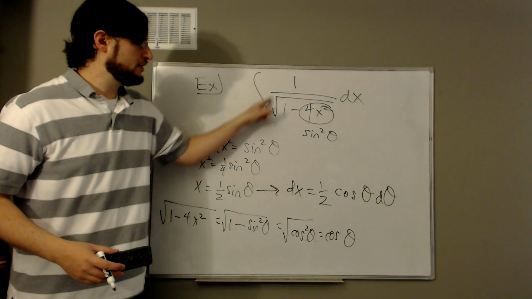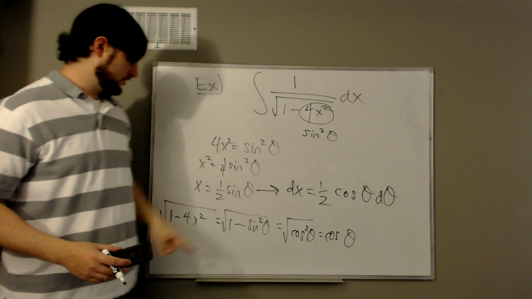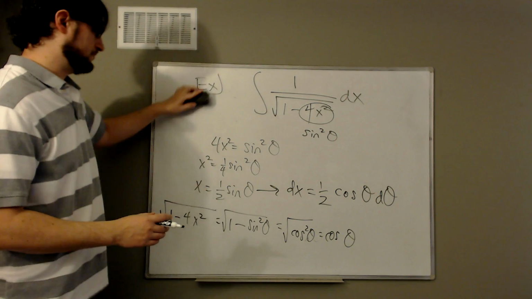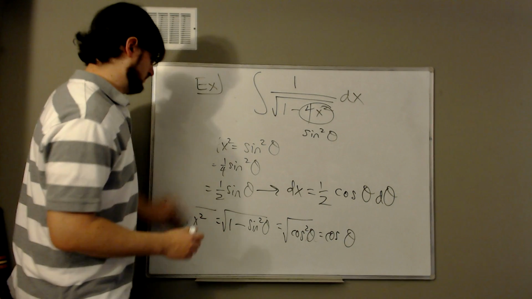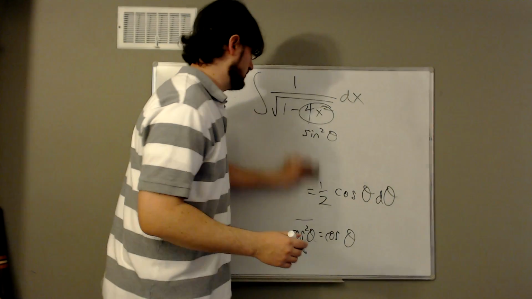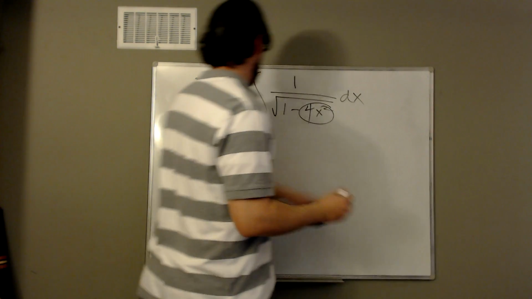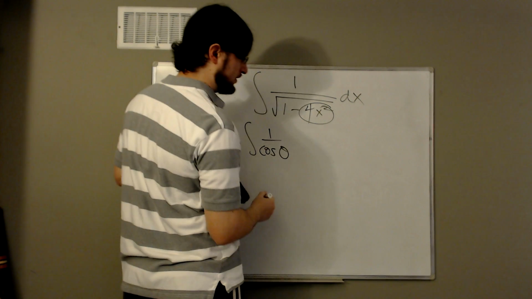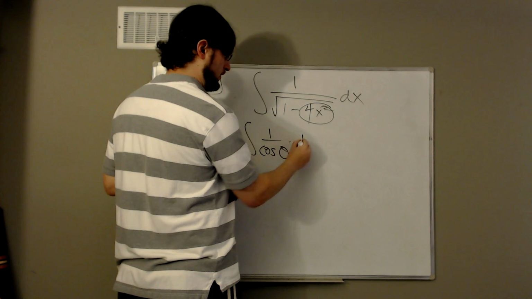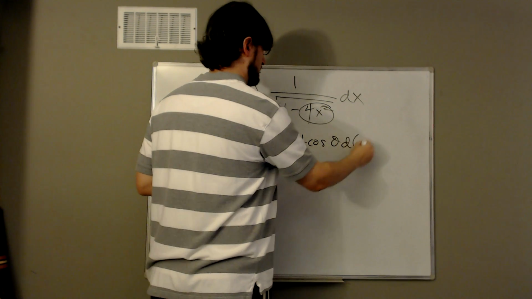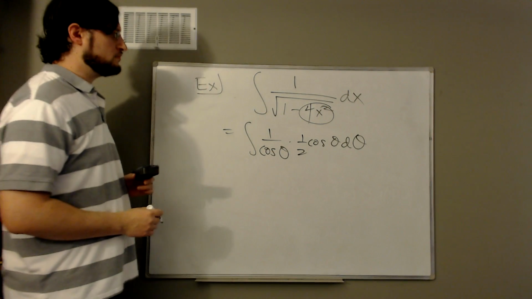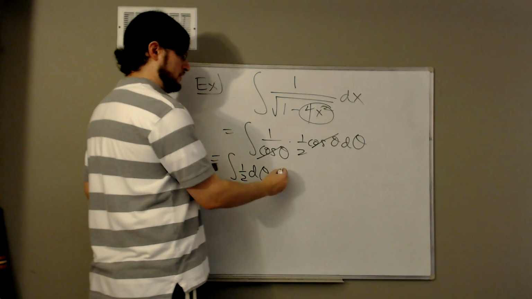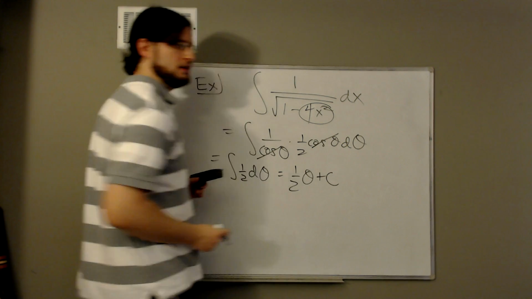Right, so this denominator is the square root of 1 minus 4x squared, which is cosine theta. And we also have dx right here. So this becomes integral 1 over cosine theta, and dx was 1/2 cosine theta d theta. Cosine thetas cancel. Integral of 1/2 d theta, which is 1/2 theta plus c.